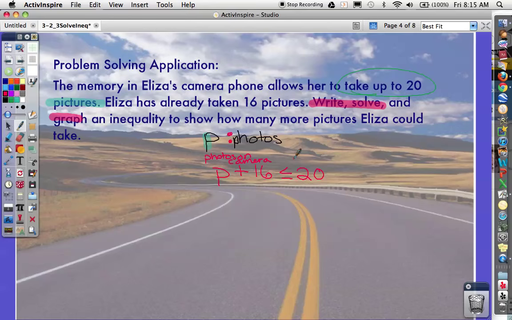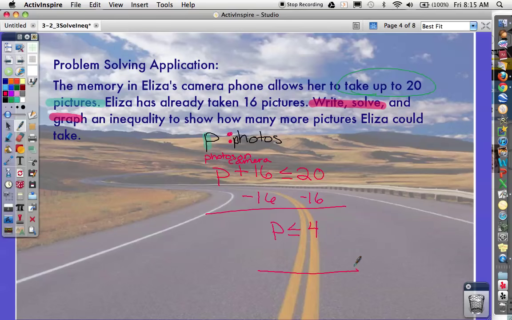Okay? Once you have your inequality, you can solve, undo what's being done. So I would subtract 16 from both sides. They cancel on the left. You have P is less than or equal to 4 on the right. I also have to graph this.